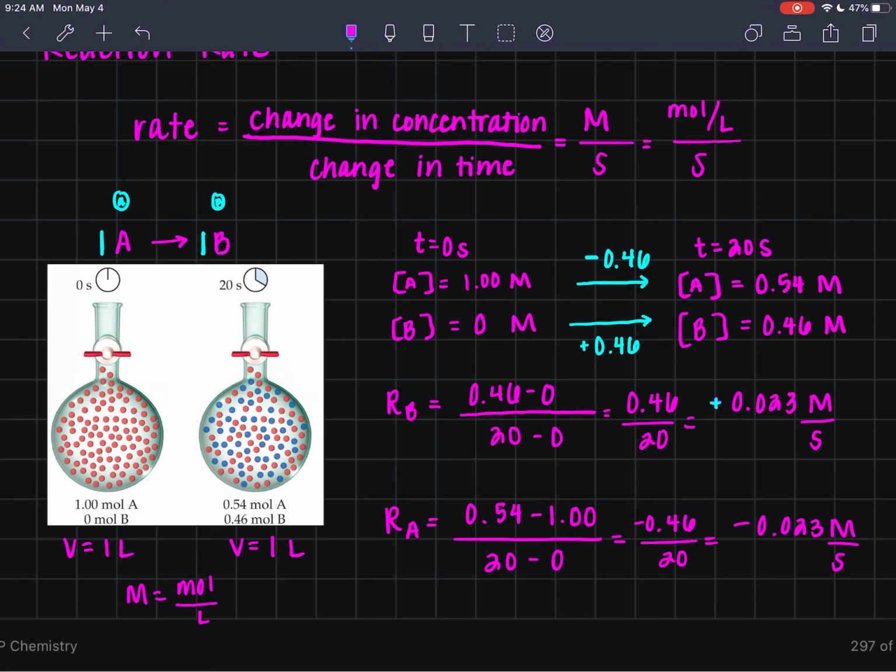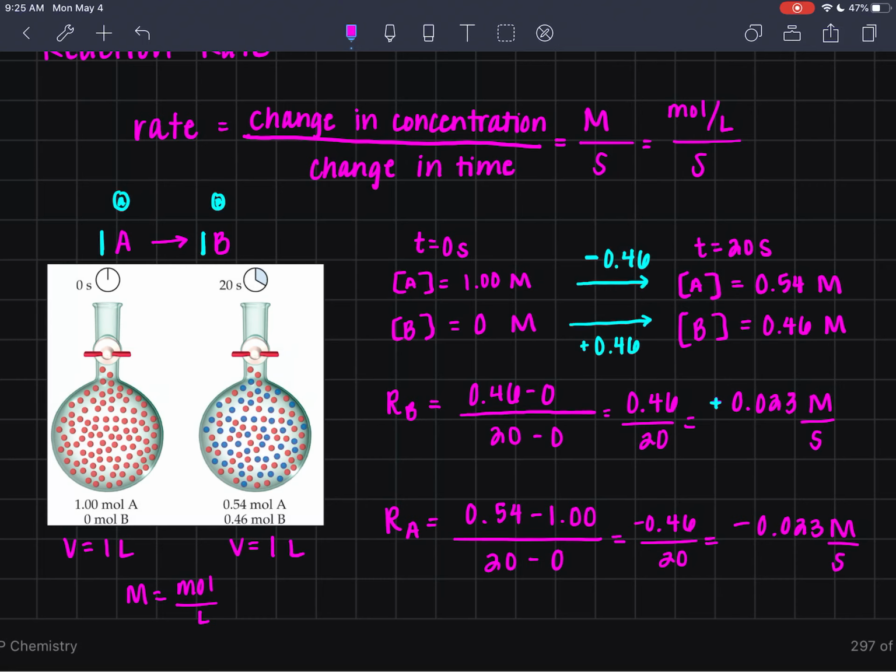Now this creates kind of a confusing situation. Which rate do we use? Rate of B or rate of A? They're the same numerical value, however they're different signs. So think about it like speed. When I say rate, think about rate like a speed. On your car's speedometer, you probably don't see negative speeds. Why? Because you're not really going negative distances. We can treat a reaction very similarly. We're not really going to have a negative rate because we're not having negative reactions.